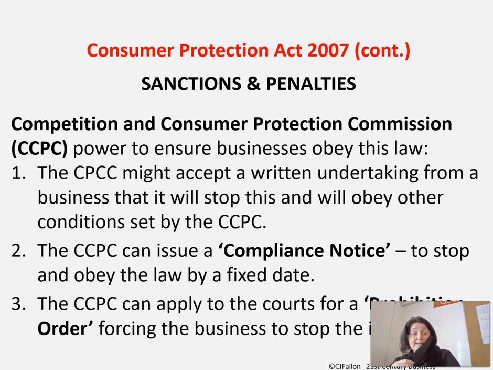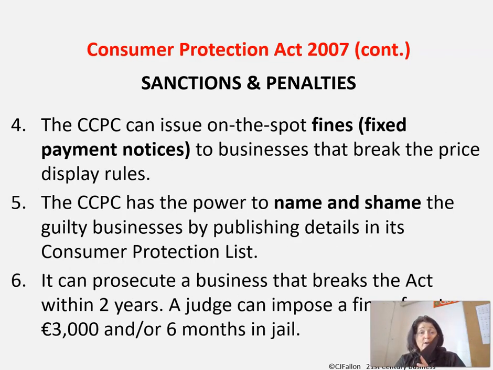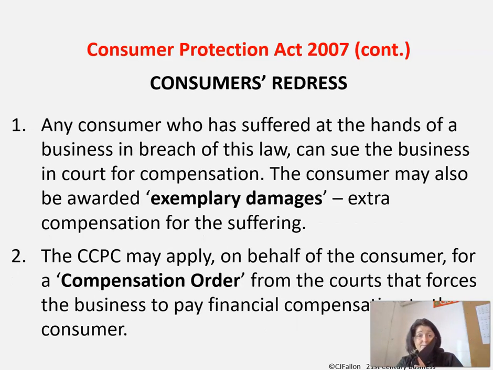The CCPC can apply to a court for a court order, a prohibition order, forcing the business to stop any illegal activity. It can also issue on-the-spot fines or fixed payment notices to businesses that break the price display rules. The CCPC has the power to name and shame the guilty businesses by publishing details in its consumer protection list. It can prosecute a business that breaks the act within 2 years. A judge can impose fines of up to $3,000 or 6 months in jail.